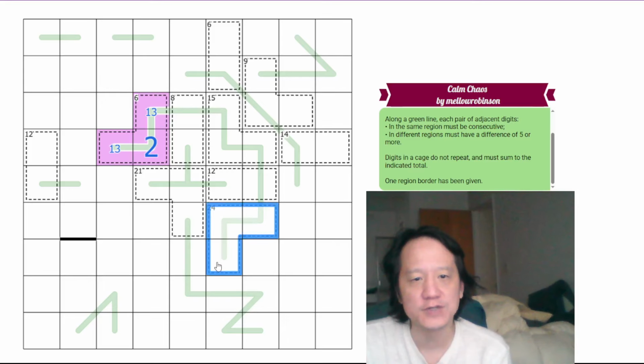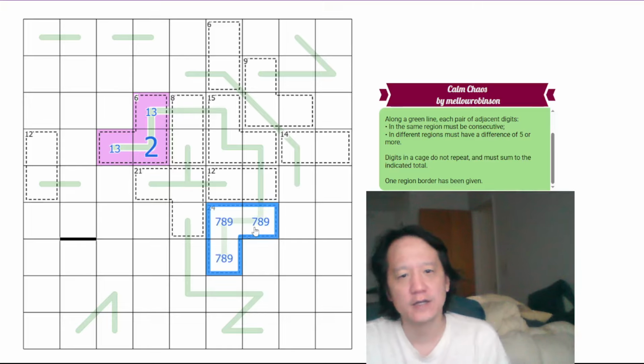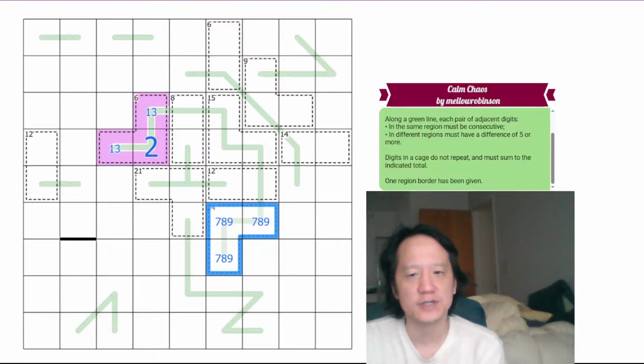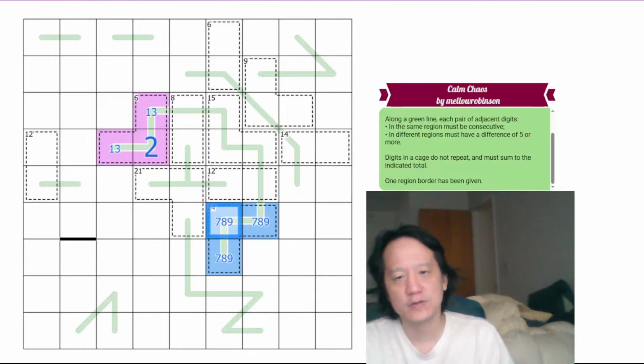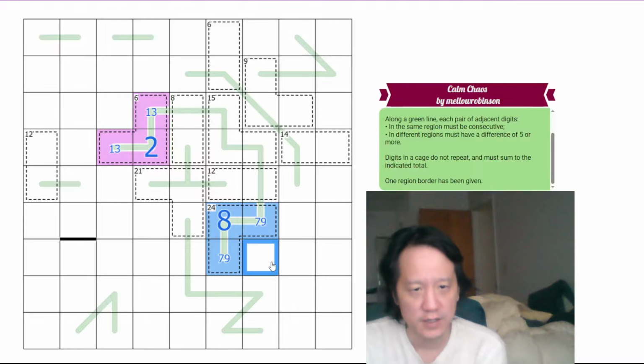Same here. We have a 24 here, so it must be 7, 8, 9. And these all must be in the same region also. The only digit which is consecutive with both of the other two digits is 8. So this is 8, which forces this to be 7 or 9.